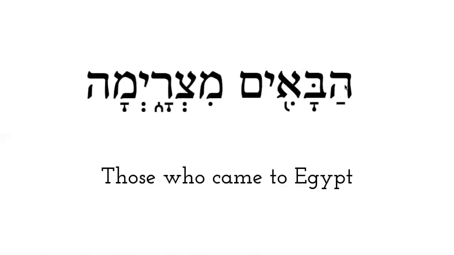Next we have hey with a patach which says ha. This prefix means the. And then we have a bet with a kamatz right here, which says ba. And then we have an aleph with a hirik, which says e, along with this yud, and then the mem sofit. Together we'll say im, habaim. This is the trope mark or accent mark, a tipcha, and so we know that the accent of this word is on the last syllable. So habaim. And this means those who came.